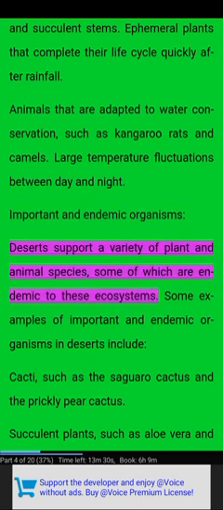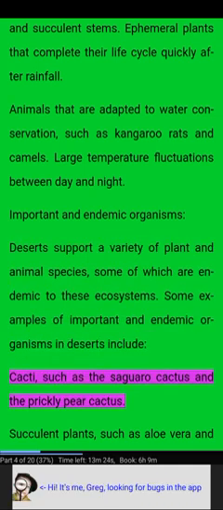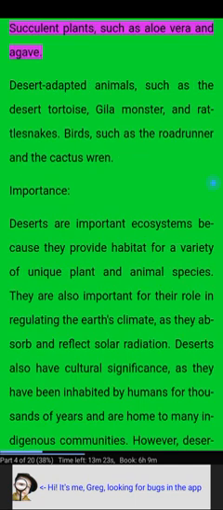Important and endemic organisms. Deserts support a variety of plant and animal species, some of which are endemic to these ecosystems. Some examples of important and endemic organisms in deserts include cacti, such as the saguaro cactus and the prickly pear cactus. Succulent plants, such as aloe vera and agave. Desert-adapted animals, such as the desert tortoise, Gila monster, and rattlesnakes. Birds, such as the roadrunner and the cactus wren.